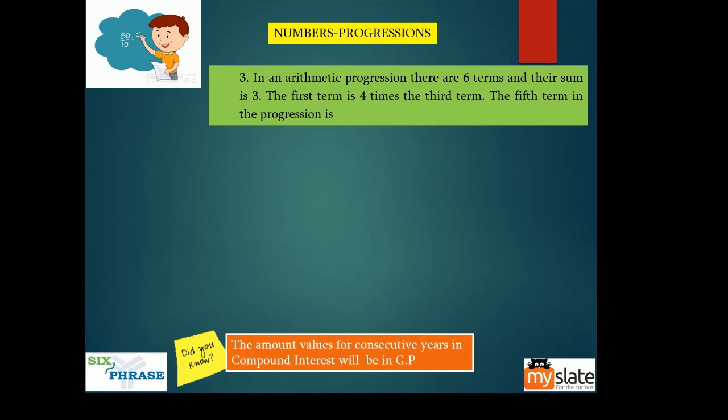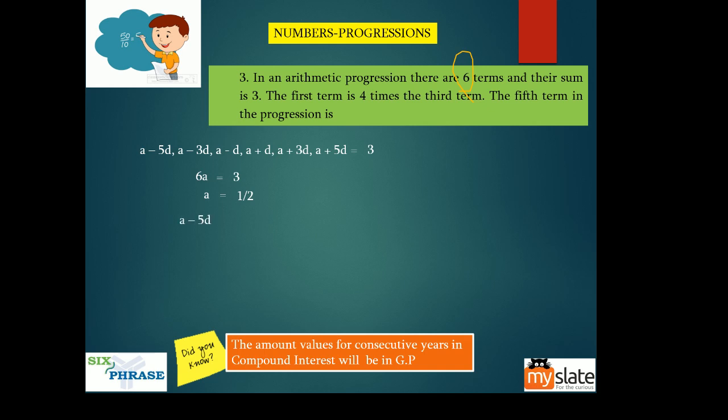In the arithmetic progression, there are 6 terms and the sum is 3. The first term is 4 times the third term. Find the fifth term of the progression. Now there are 6 terms, so even terms, so we have to use that formula. Their sum is 3, so you will get 6a is equal to 3. a will be equal to half.